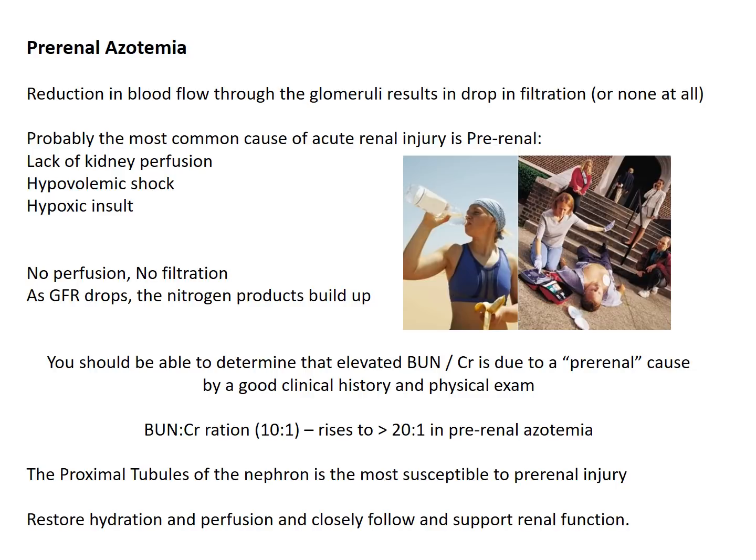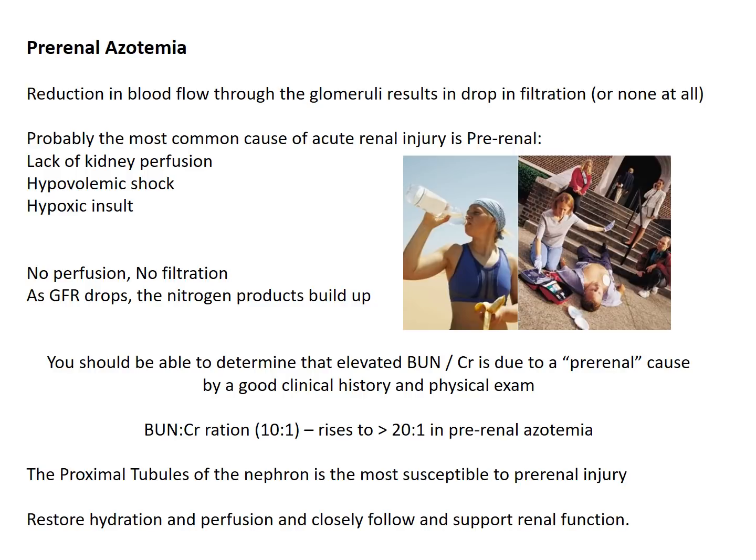An interesting thing about the BUN and creatinine levels in pre-renal azotemia is you can look at a ratio. The BUN level over the creatinine level, that ratio should typically be less than 10 to 1. In an individual who has renal failure due to a pre-renal cause, usually that ratio is greater than 20 to 1. So that could be something that you can look at, and you're looking at an individual with elevated BUN and creatinine, and you're trying to determine what's causing that.